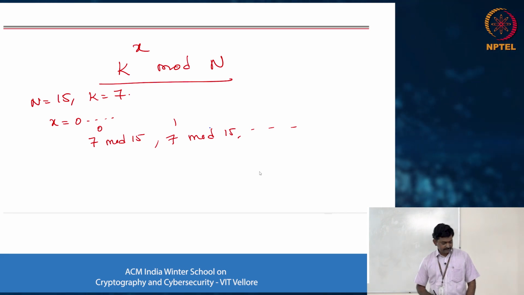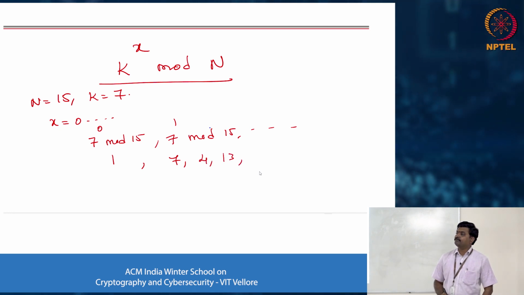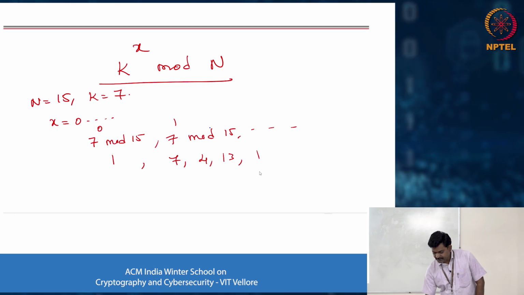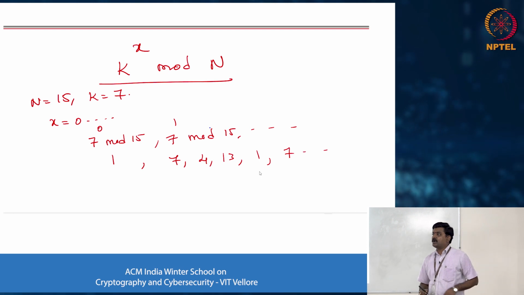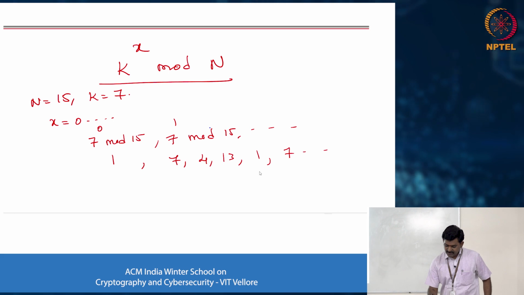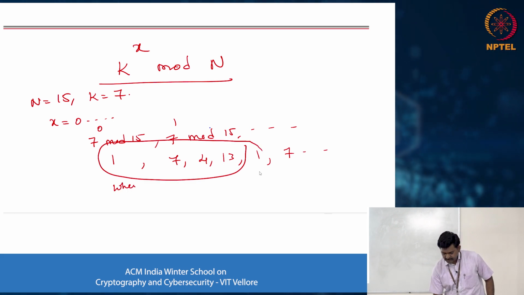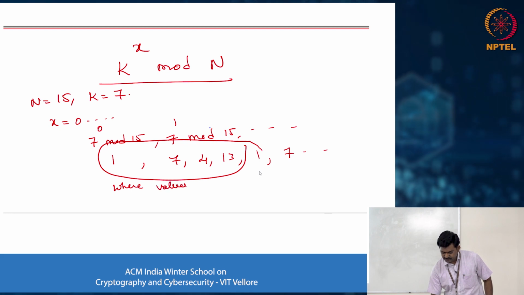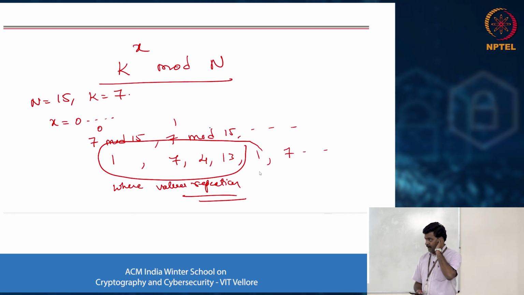Now if you notice, in this series, you have 1, you have 7, and when you proceed further, 4, 13, and then 1, 7, and it goes on. That means you see these values get repeated. The period estimation problem is to find the period where the values are getting repeated. This is called the period estimation problem.